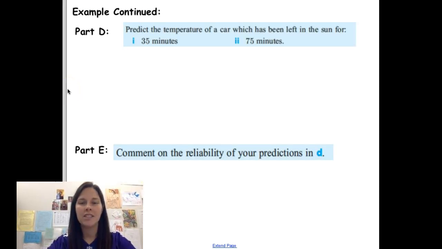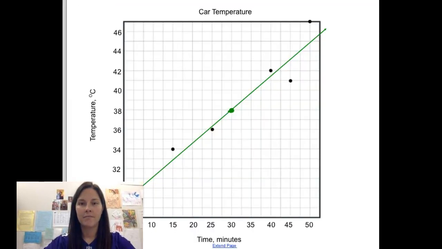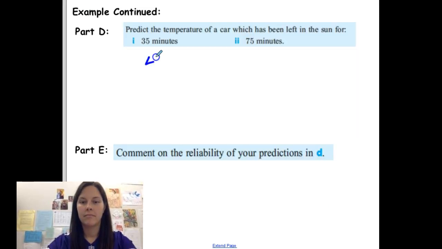We're going to answer a couple of questions on this line of fit. The first one is to predict the temperature when the car was left in the sun for 35 minutes. We will be using our line, not any of the data values. So when we go back to our graph, on the x-axis we've got our time. We'll go over to 35 minutes on the x-axis, and we'll read that temperature off the y-axis, and it looks like it's roughly 40 degrees Celsius. And then we're asked to estimate what the temperature would be if the car was left in the sun for 75 minutes.